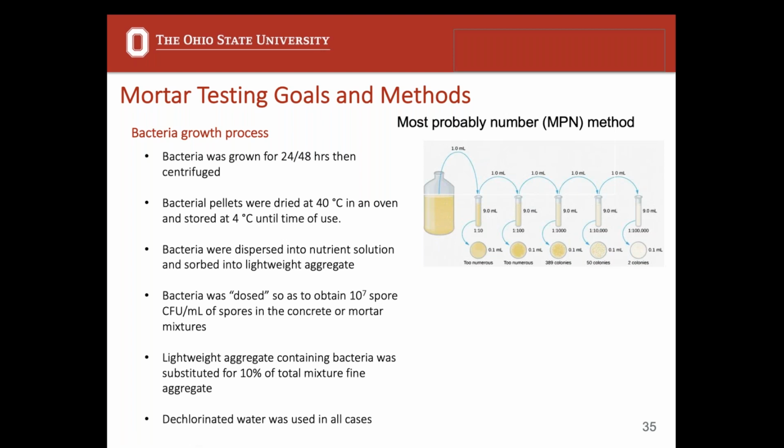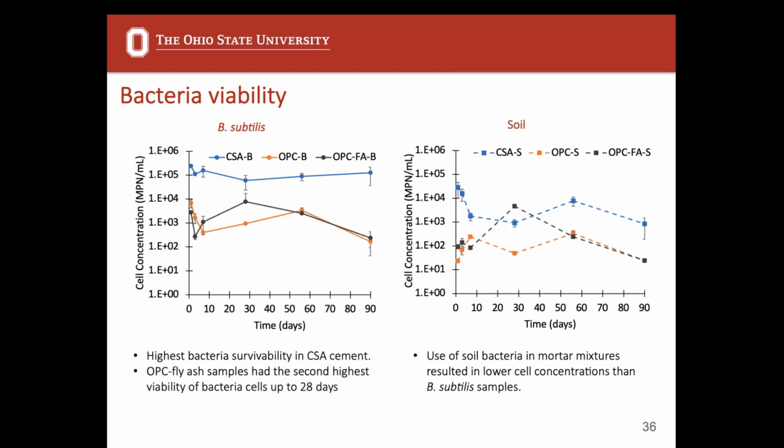We added bacteria at a rate of 10^7 spores per cubic foot of concrete. And we did not use lightweight aggregate as the full fine aggregate amount. We only used 10% of the total fine aggregate as lightweight aggregate. So this is a very small amount of material to add to your mix. And then we used dechlorinated water in all cases. That could either be from well water or using water from the Columbus waterway. We allowed it to sit out for 24 hours in the lab.